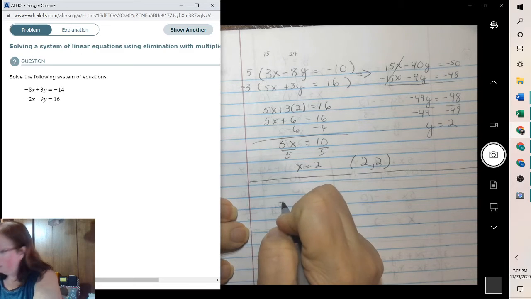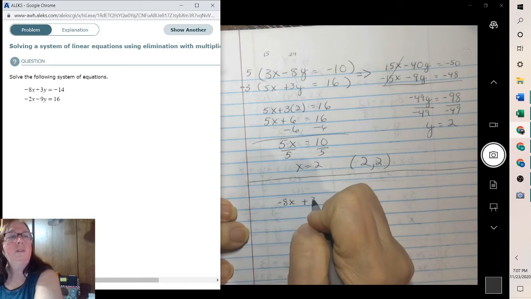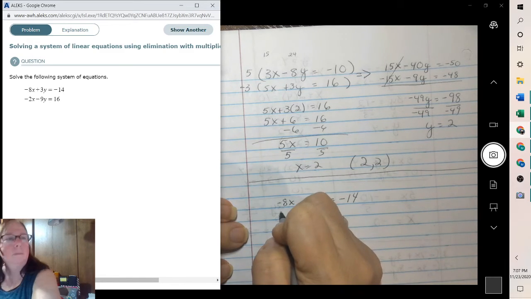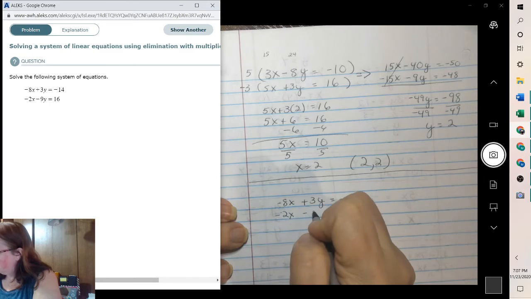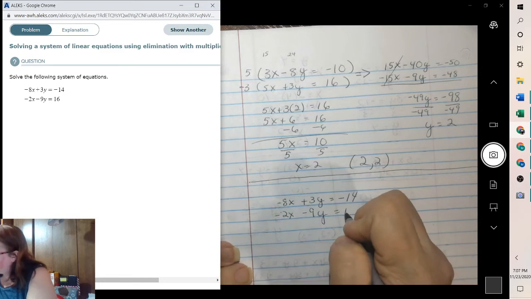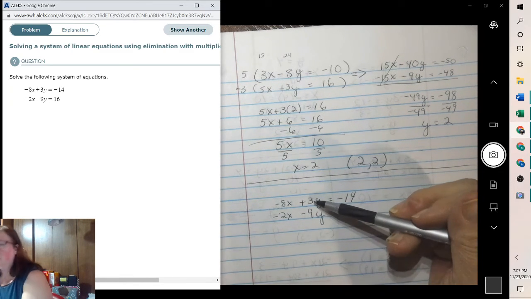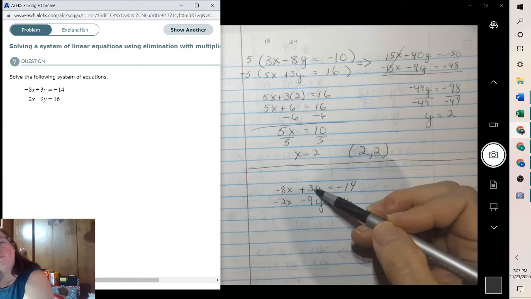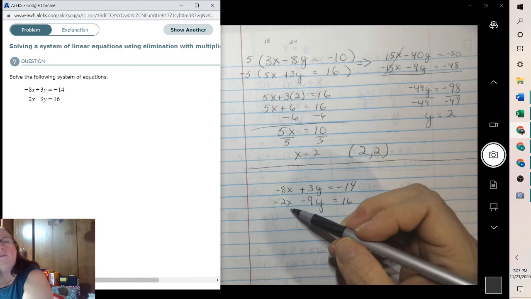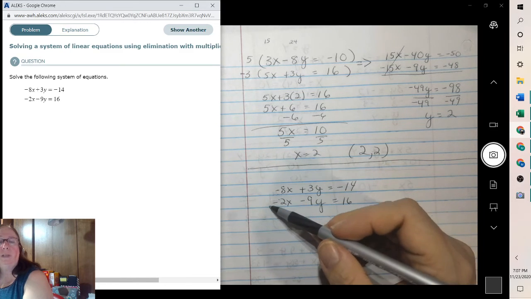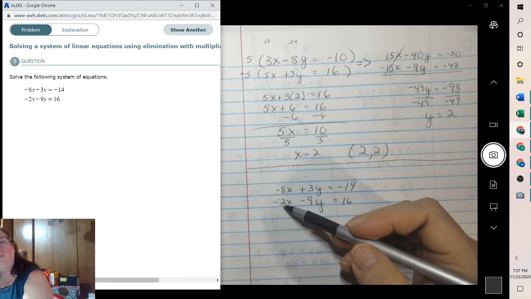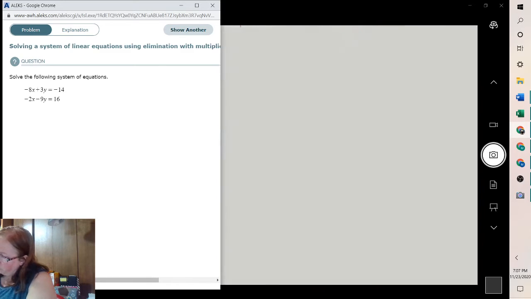So we have negative 8x plus 3y equals a negative 14, and then negative 2x minus 9y equals 16. So notice these two are already opposite signs. And if we multiply this by 3, then these will drop out. Over here, we can make this 2 and 8. We can multiply through by a negative 4, and then these will drop out, but that's a larger value. So let's go with the smaller one, multiply by 3.